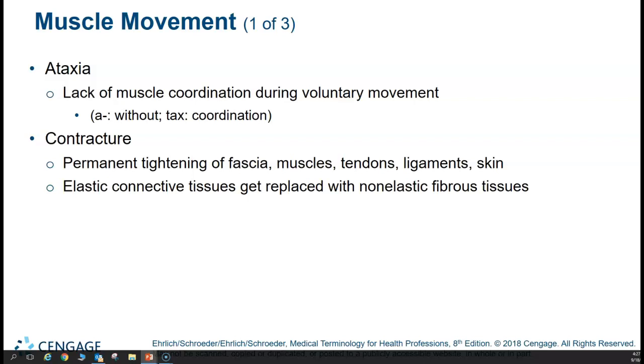Ataxia is actually lack of muscle coordination during voluntary movement. And a contracture is actually when the elastic connective tissue gets replaced with non-elastic fibrous tissue. We see this a lot with stroke patients who aren't able to move. So if they're not able to move, a lot of times what they'll do is they'll put a ball in their hand, or they'll put a washcloth to help it from actually closing and making a tight fist.